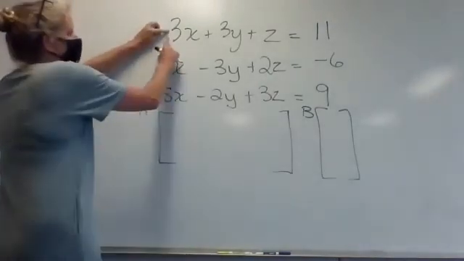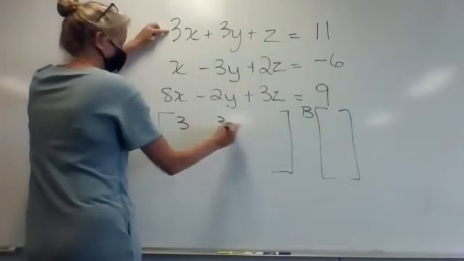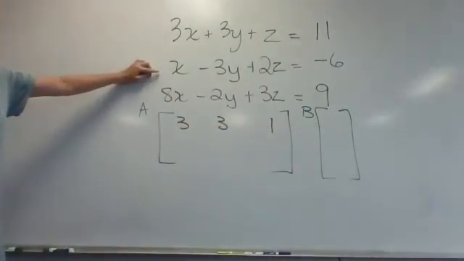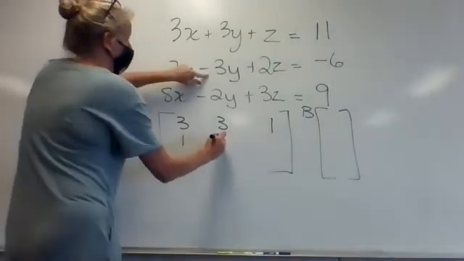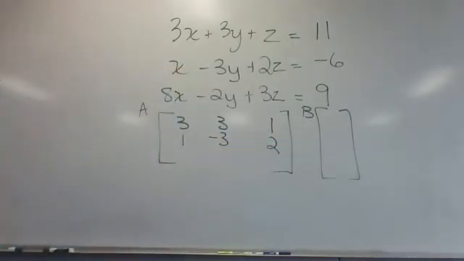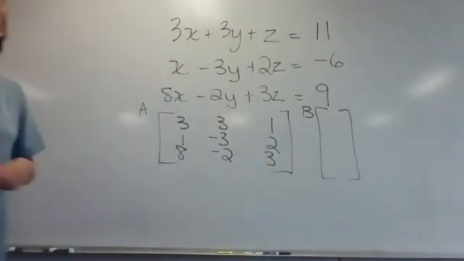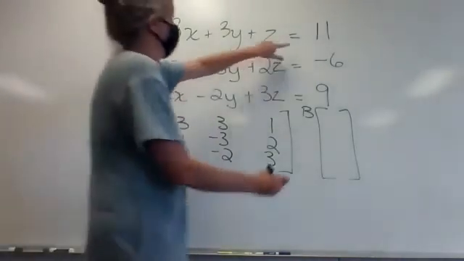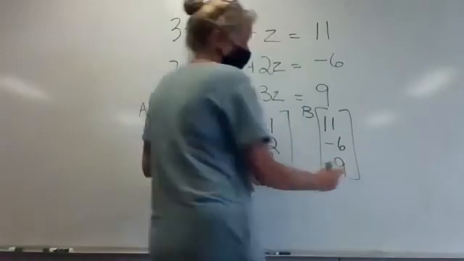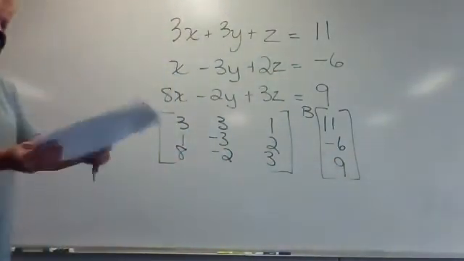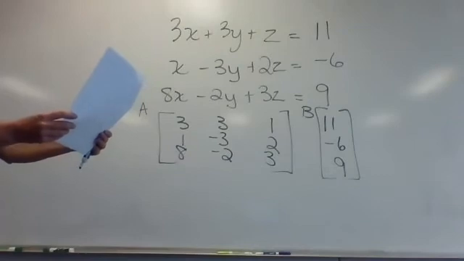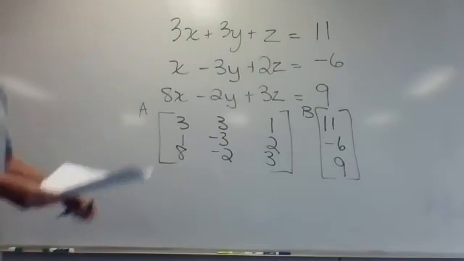So my first row of matrix A will be 3, 3, 1. My second row will be 1, -3, +2. And my last row will be 8, -2, +3. And matrix B will be 11, -6, +9. Again, I'm going to double check it so I don't start typing in the wrong numbers. 3, 3, 1, 1, -3, 2, 8, -2, 3, 11, negative. Okay.